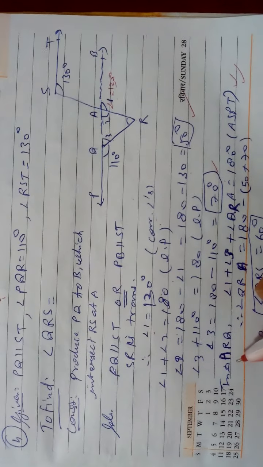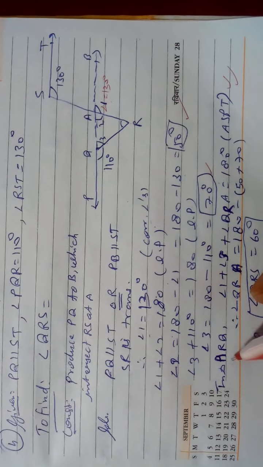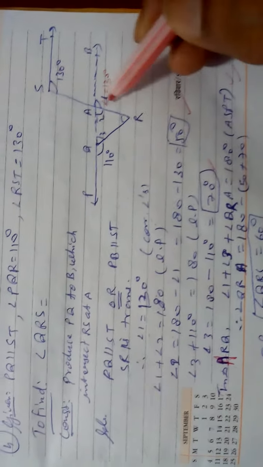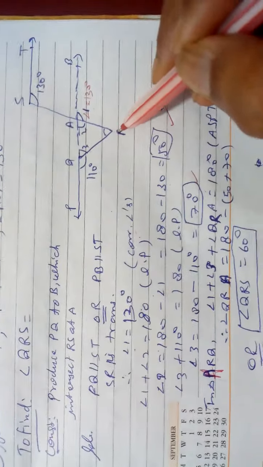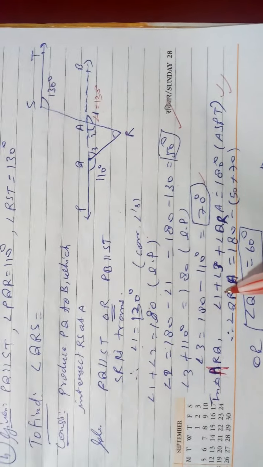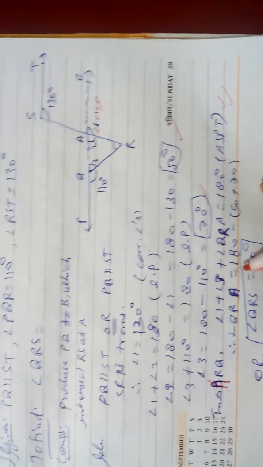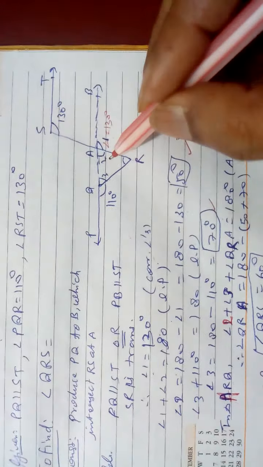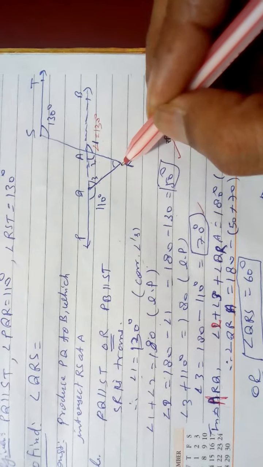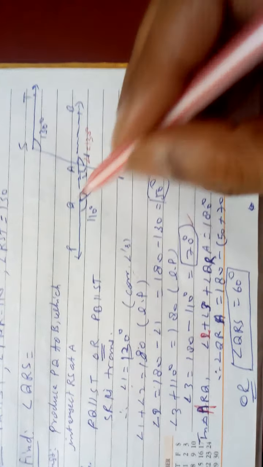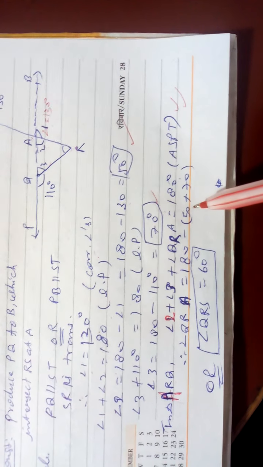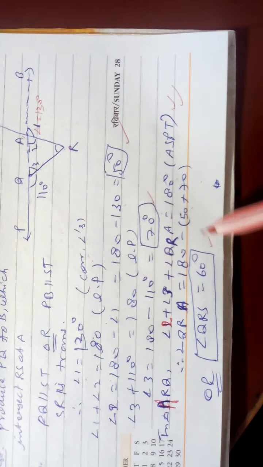In triangle AQR, in triangle ARQ, angle 2 plus angle 3 plus angle QRA. QRA or QRS, same angle, equals 180. At the place of 2 and 3, you put the values 50 and 70, and you will get the answer, which is 60 degree.